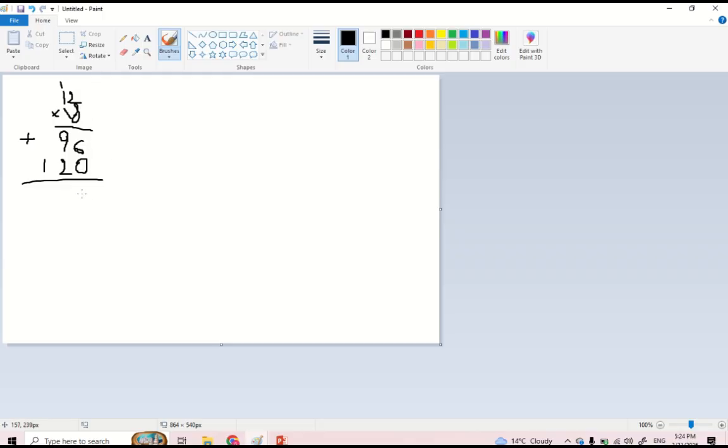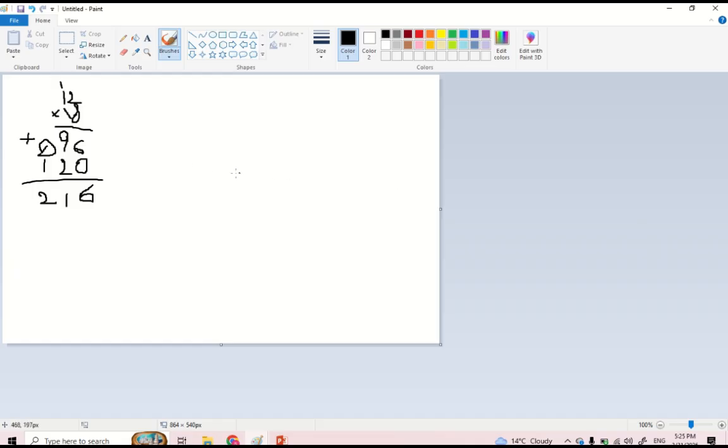6 plus 0 is 6, right? 9 plus 2 is 11. We carry 1. And 1 plus 1 is 2. So this is how you do multiplication.